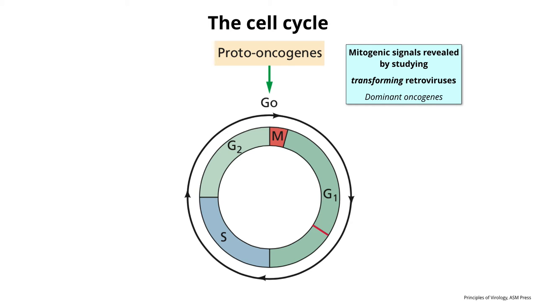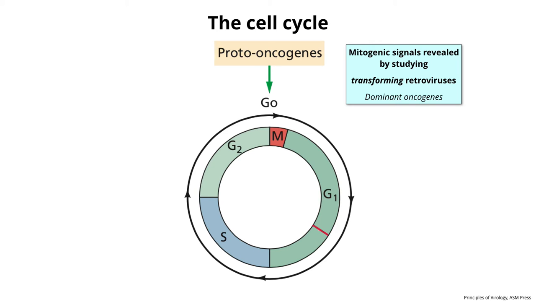The mitogenic signals, we identify them as proto-oncogenes, genes in a cell that are picked up by retroviruses. So with that pathway I just showed you, the input of that pathway is into the cell cycle here, and it drives the cell cycle around. So these are called proto-oncogenes. They're also called mitogenic factors, depending on whether you have a virus or a cell-centric view of things. And these were identified by studying these transforming retroviruses.